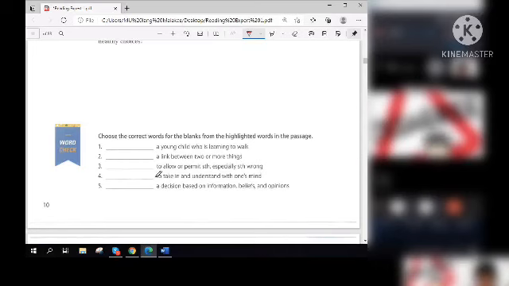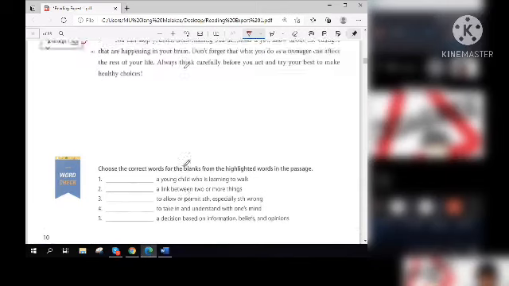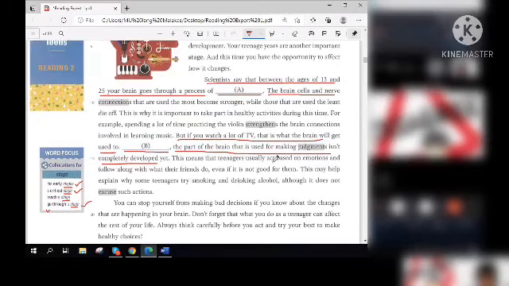Excuse. Yes, good job. That is excusing something, so it's not just "please excuse me." Number four, to take in and understand with one's mind: to understand, absorb. Okay, good job. Absorb. And five, a decision based on information, beliefs, and opinions: judgment. Okay, perfect. Judgment. You got it all right.